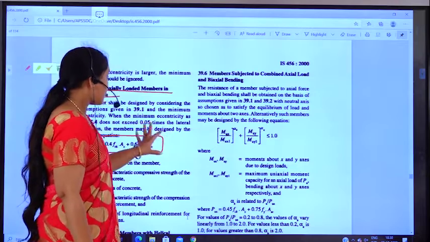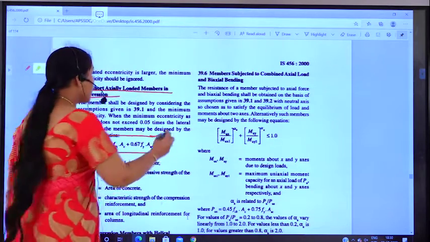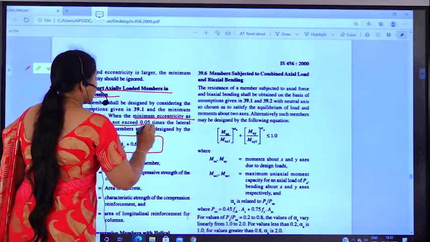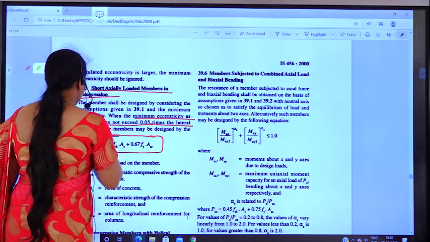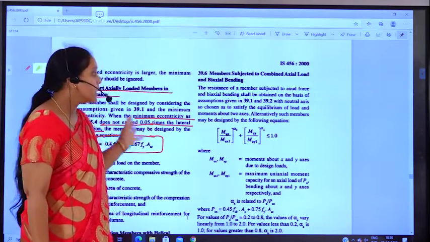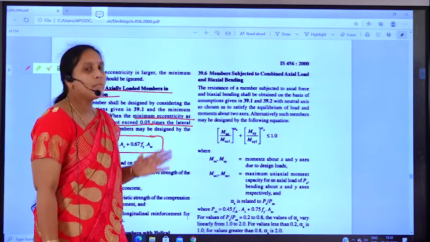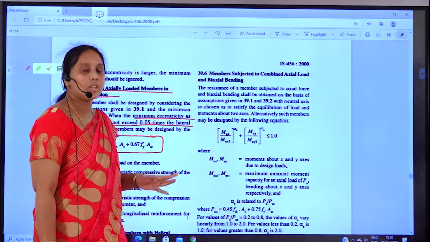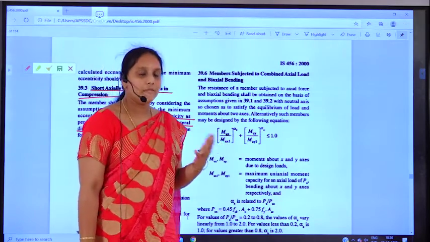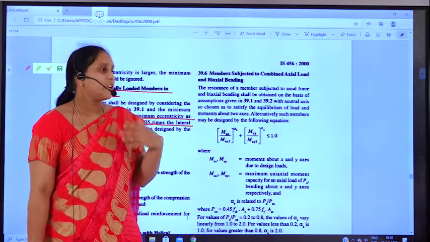So this particular equation can be used when the minimum eccentricity does not exceed 0.05 times the lateral dimensions. So all the design of the column should be done for minimum eccentricities. That is, we have to find out the minimum eccentricity.